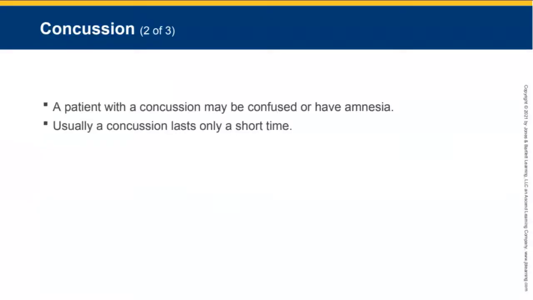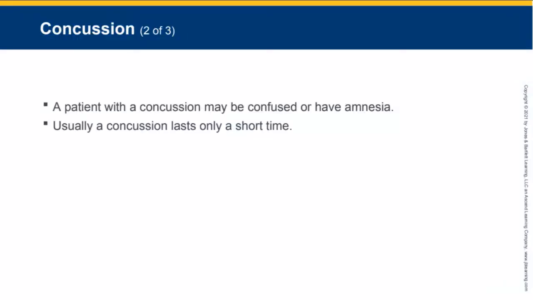A patient with a concussion may be confused or have amnesia. Usually a concussion lasts only a short time, and they can have amnesia as a result. They can't remember what happened after the incident, or they can't remember what occurred before. So it can be retrograde amnesia or antegrade amnesia.